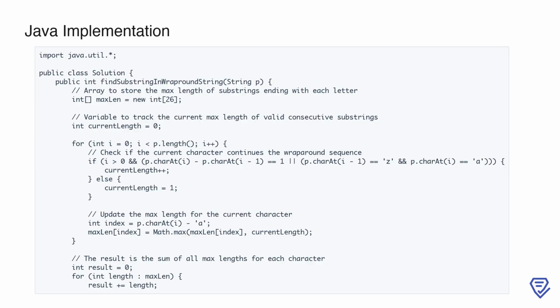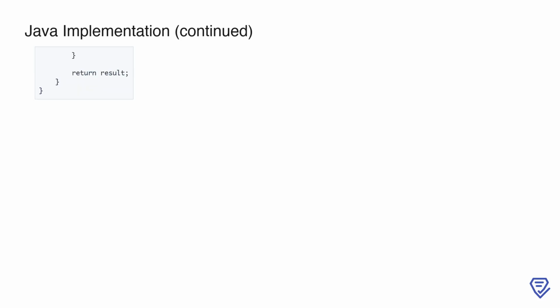After this check, we calculate the index of the current character in the alphabet and update the maxlen array for that character by taking the maximum of its current value and current length. Finally, to compute the result, we sum up all the values in the maxlen array. Each value represents the total unique substrings that end with a specific character in the wraparound string. The method then returns this sum as the result.